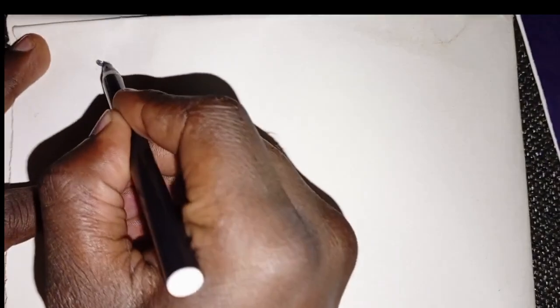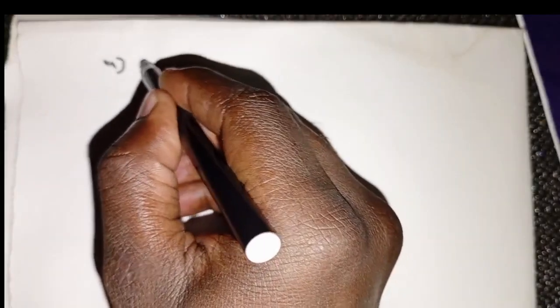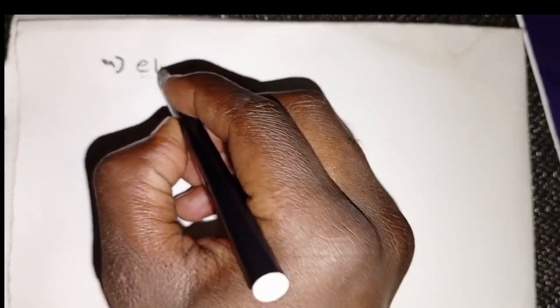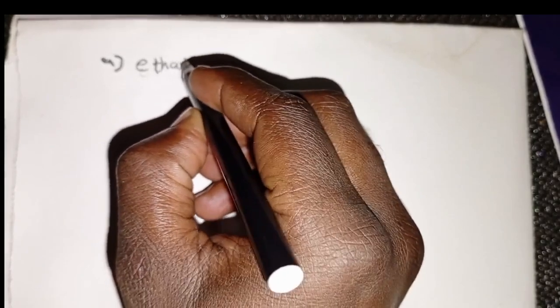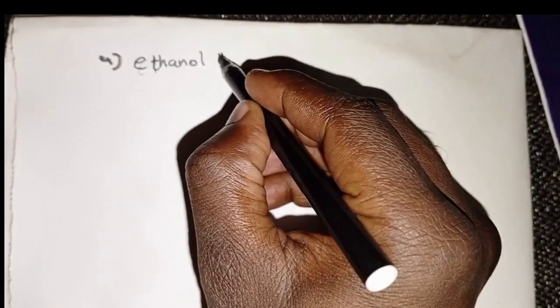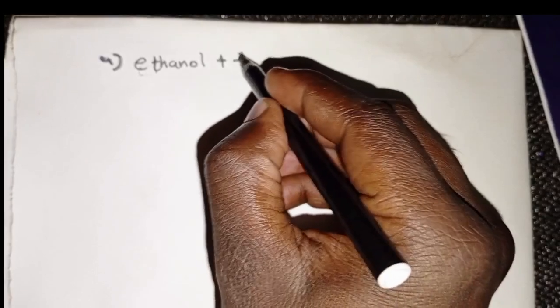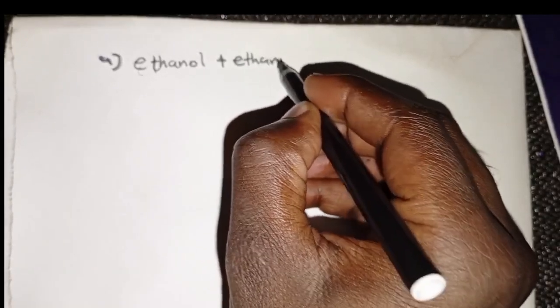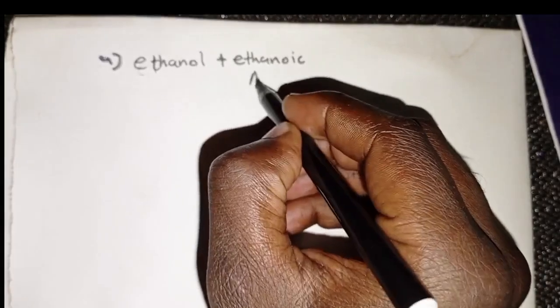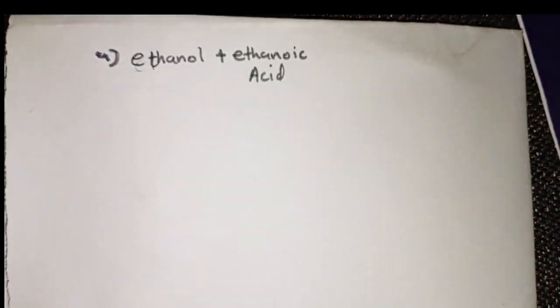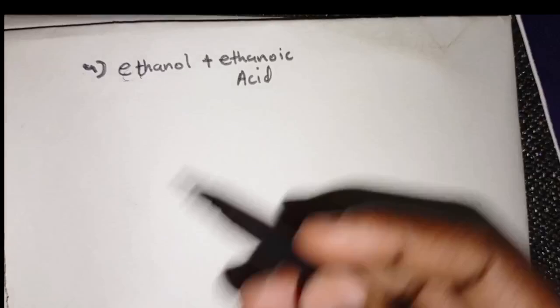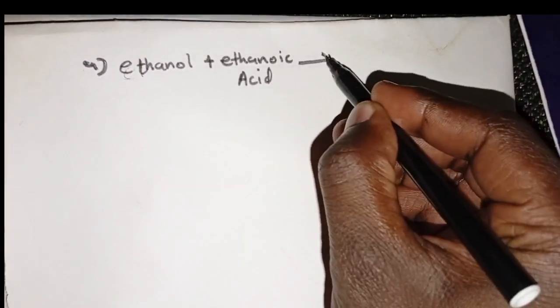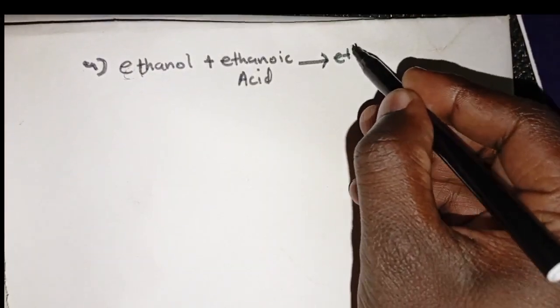Okay, so here we are. So question A simply wants us to react what? Ethanol. First, I'll write them in their names. You don't have to do this in the exam. Ethanol plus ethanoic acid. Okay, you don't have to do this, what I'm doing, just for the sake of illustration. So is equal to ethyl ethanoate.